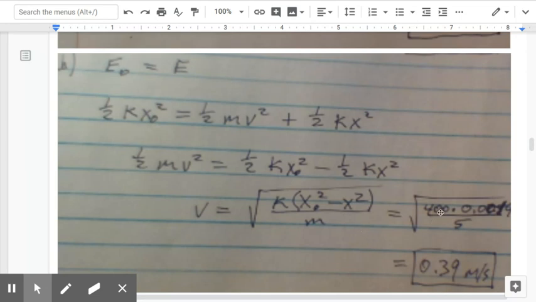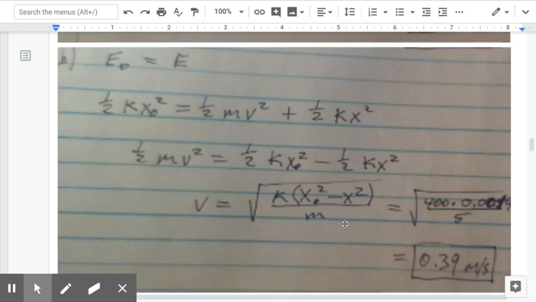So we would have 400 times 0.5 squared minus 0.25 squared, which gives us 0.001. Can't read my number there. Whatever. Divided by 5. So this number here just represents the number you get when you subtract those. And you end up with 0.39 meters per second.